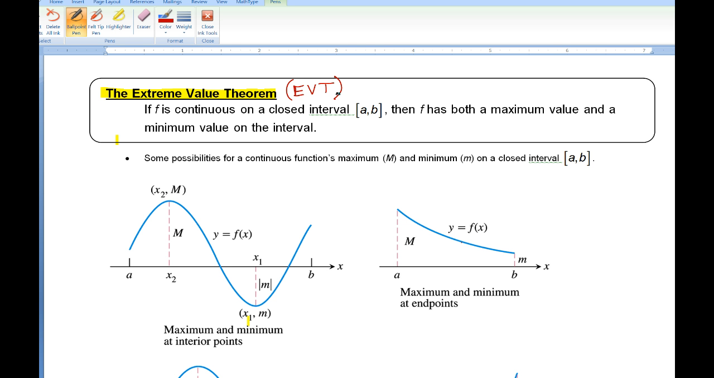One of the ones we've already talked about and you had back in pre-calculus is intermediate value theorem. This is extreme value theorem. And then we'll also have mean value theorem.